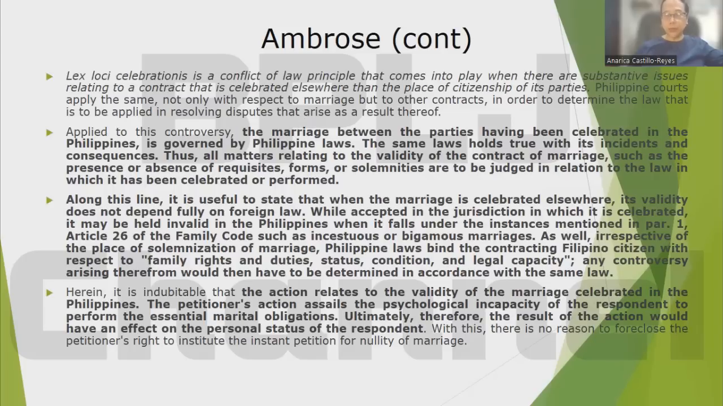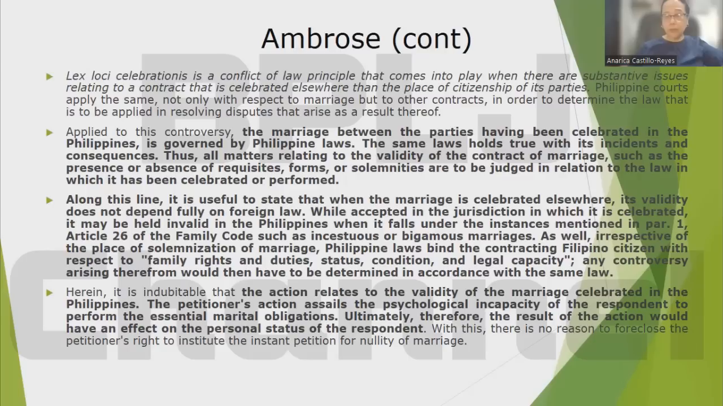Thus, all matters relating to the validity of the contract of marriage, such as the presence or absence of the requisites, forms, or solemnities, are to be judged in relation to the law in which it has been celebrated or performed. So along this line, it is useful to state that when the marriage is celebrated elsewhere, its validity does not depend fully on the foreign law. While accepted in the jurisdiction in which it is celebrated, it may be held invalid in the Philippines when it falls under the instances mentioned in Article 26, such as incestuous, bigamous marriages, as well as, irrespective of the place of solemnization, Philippine laws bind contracting Filipino citizens with respect to family rights and duties, status, condition, and legal capacity.